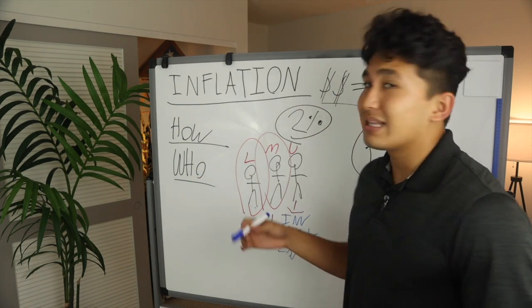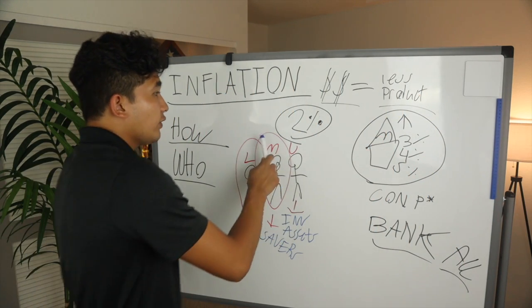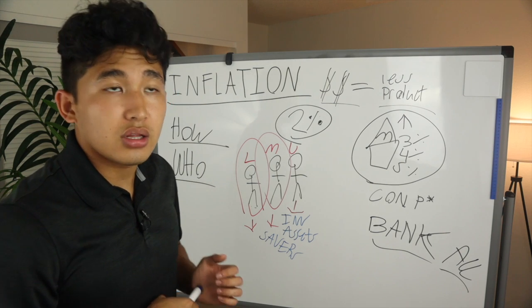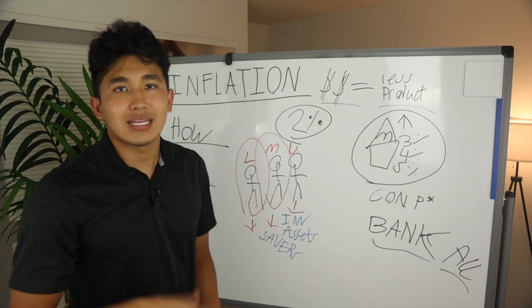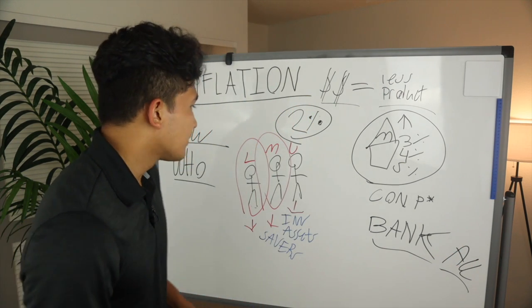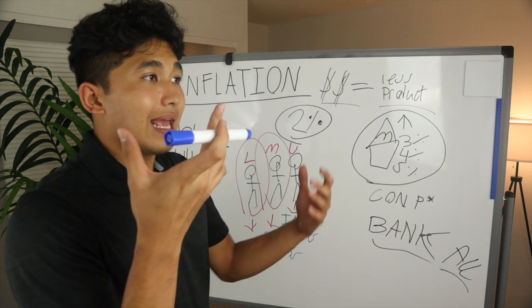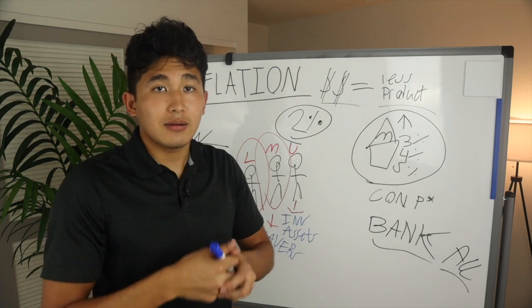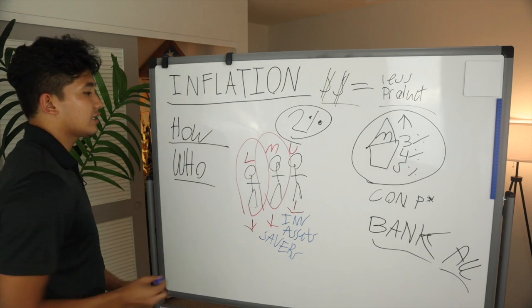So as they're saving, let's just say they have $100,000, right? Every year, that $100,000 goes down by 2%. So that $100,000 that you had saving, now that's only worth, what, $98,000, right? So the middle class who saves in US dollars, a dollar that is depreciating in value, that's why they are hurt during inflationary times.